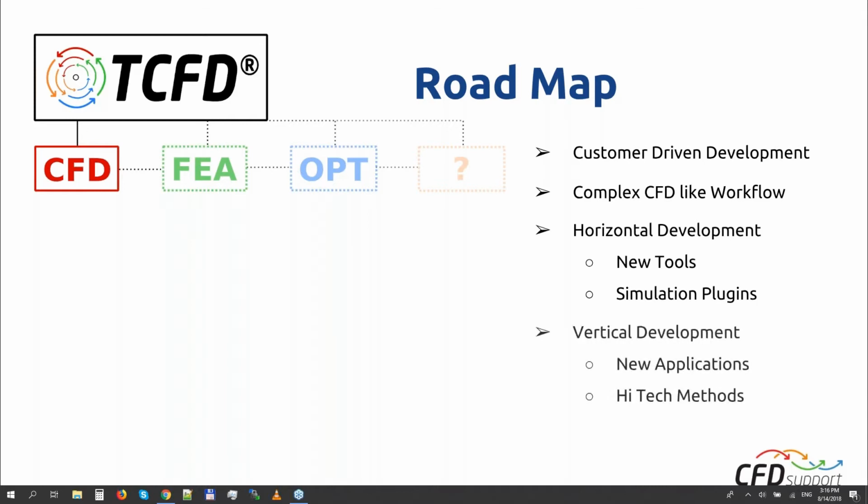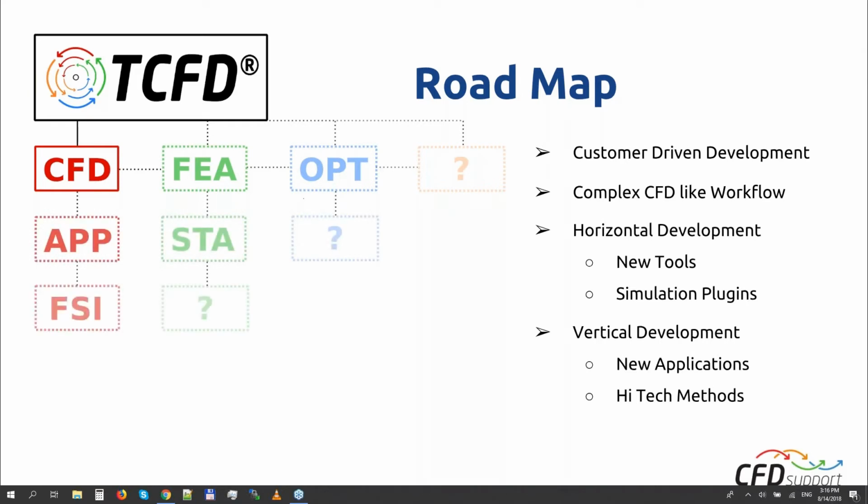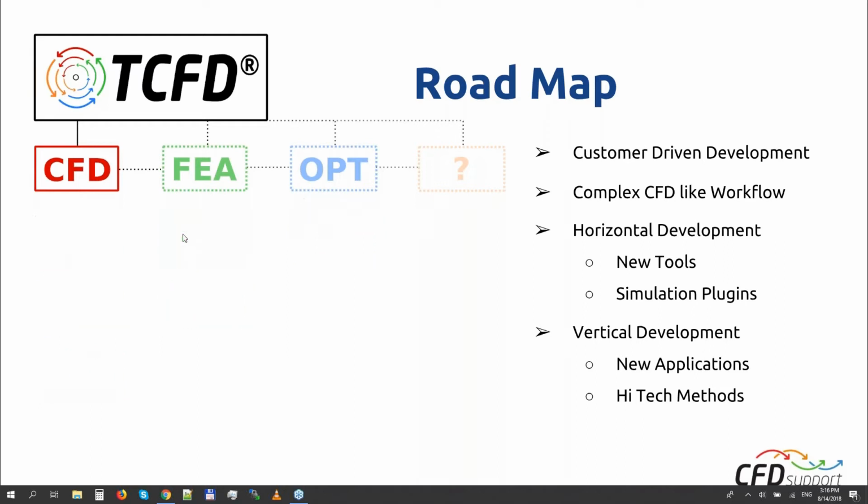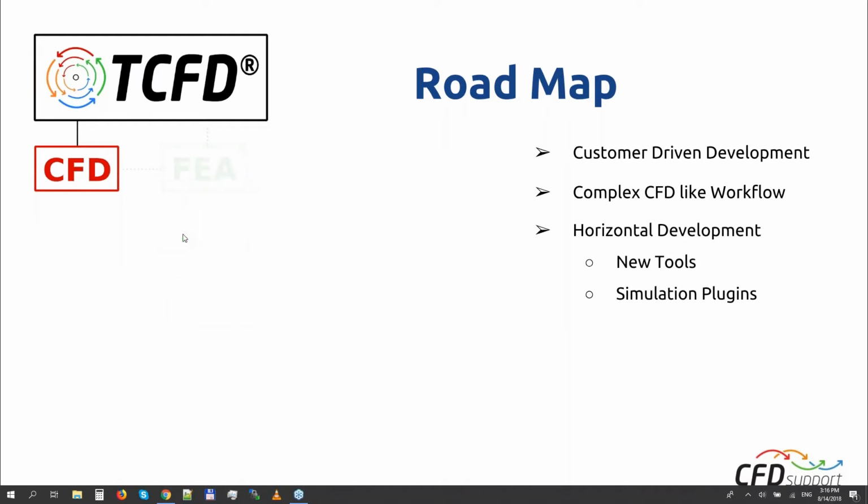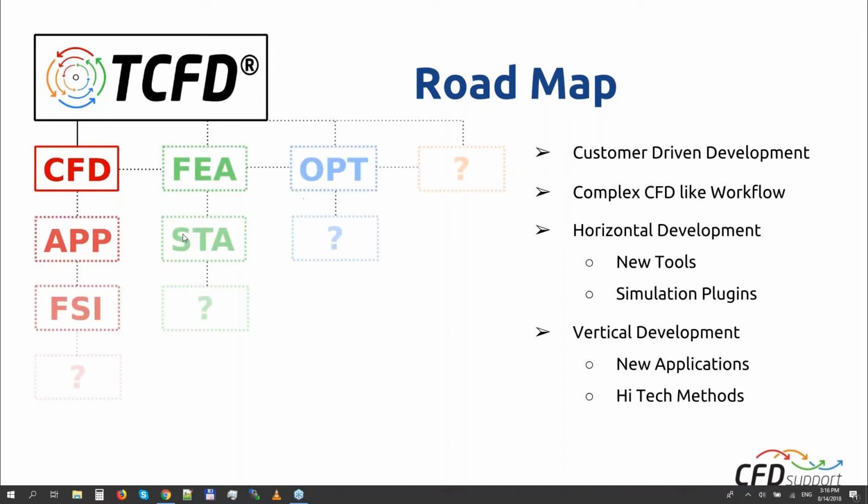And also we have a vertical development system where the new applications will be added and the high-tech methods will be added. So in the vertical direction, we will always improve and add the new high-tech methods. So that's the roadmap for the future. Now we are, let's say, here, and in the future we will create a network of plugins.